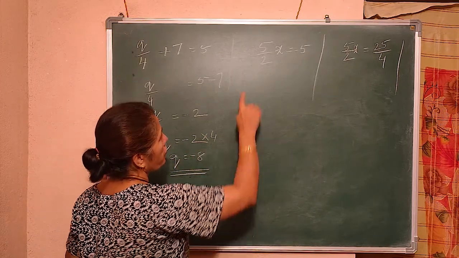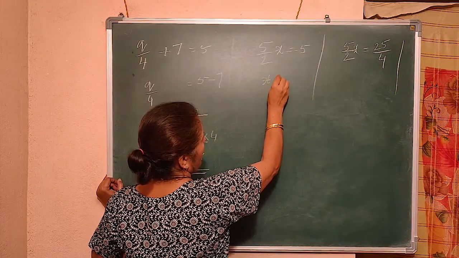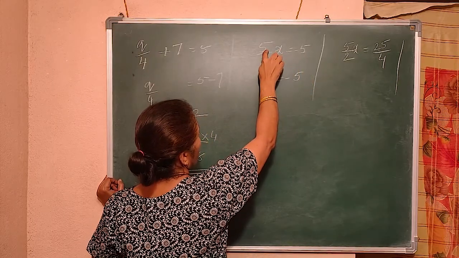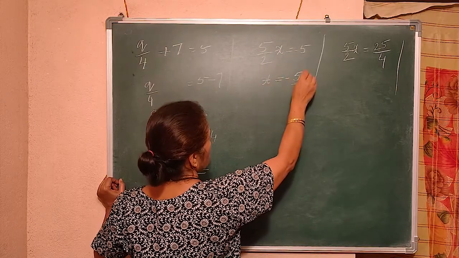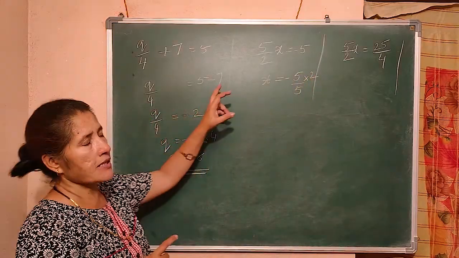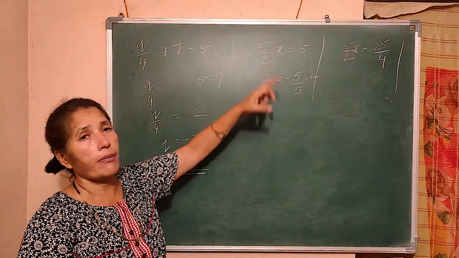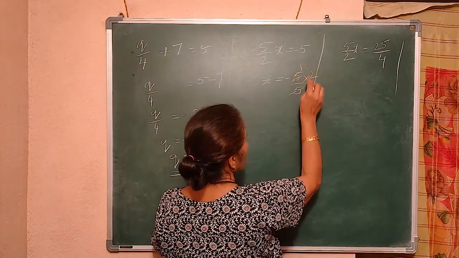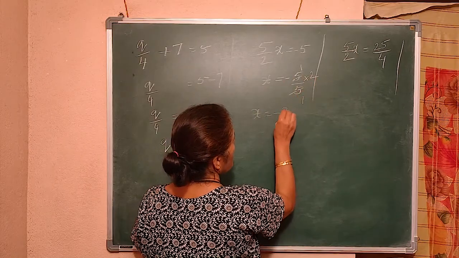Next. 5 by 2 x is equal to minus 5. I want x. X is equal to minus 5. Here 5 is multiplied, you have to divide. 2 is divided, so you have to multiply. So, or I can say x is equal to 5 by 2, x is equal to minus 5. 5 by 2 becomes 2 by 5. So 5 ones are 5, ones are. So x is equal to minus 1 into 2 is minus 2.